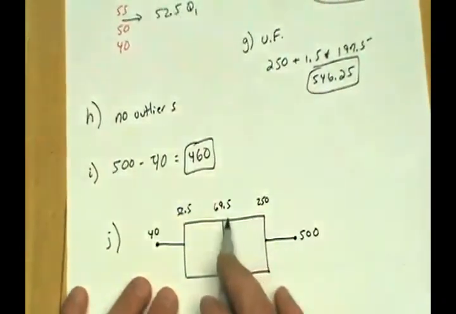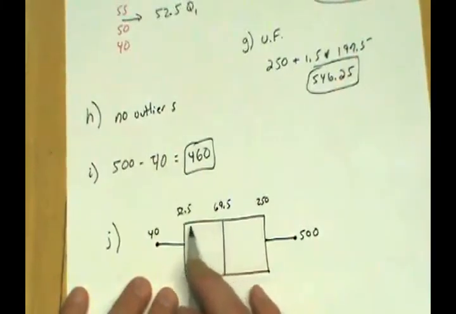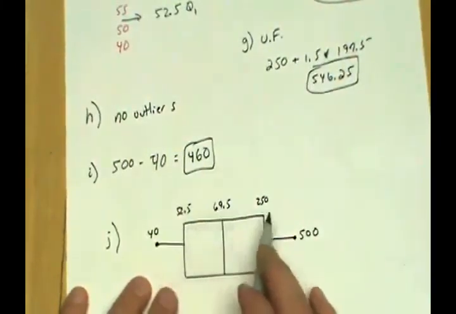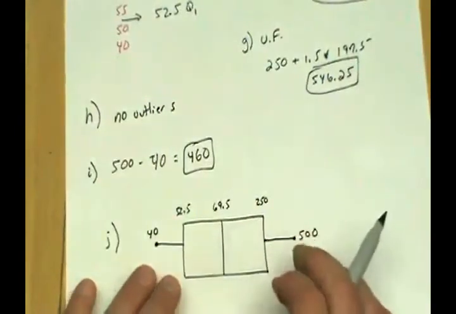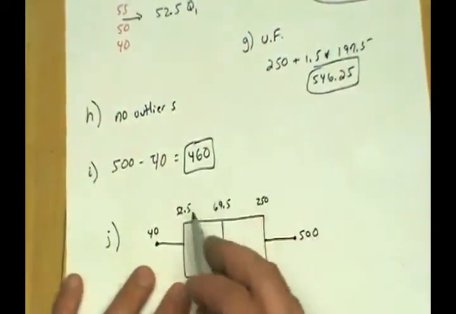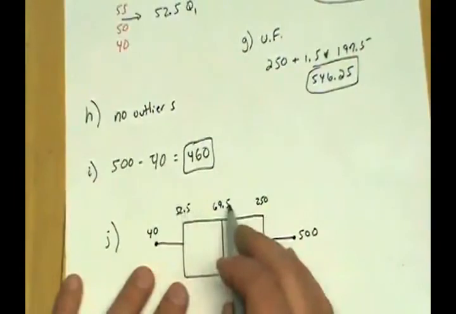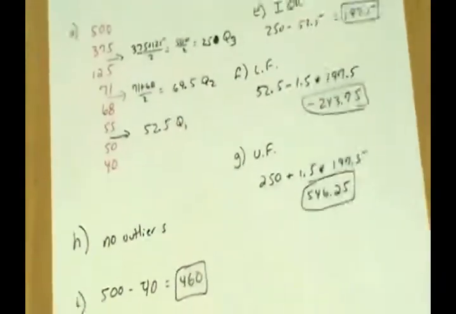Again, there's quite a bit of a difference between 69.5 and 250, but I'm just going to leave it the same width as it would be here because it's just informational as far as I'm concerned. If we had to draw this by scale, it would get a little weird looking, but let's just leave it alone. So 40, 52.5, 69.5, 250, and 500. All right, that's number 3.